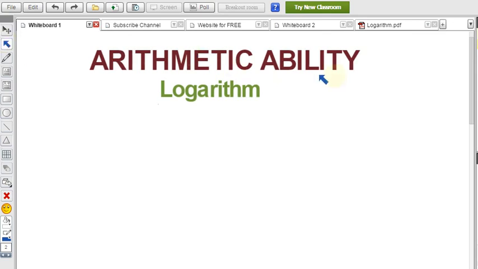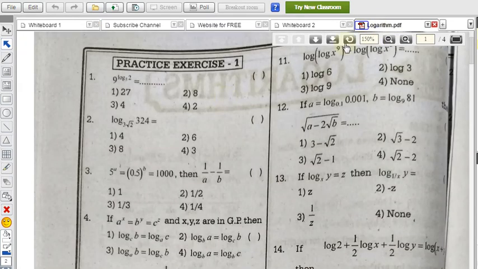In arithmetic ability, the topic is logarithms. Hi friends, in this topic first I'll explain all the details and information about logarithms and some properties of logarithms. Also the important formulas related to logarithms I'll explain. Then after completing every topic from logarithms, let us discuss one model paper.